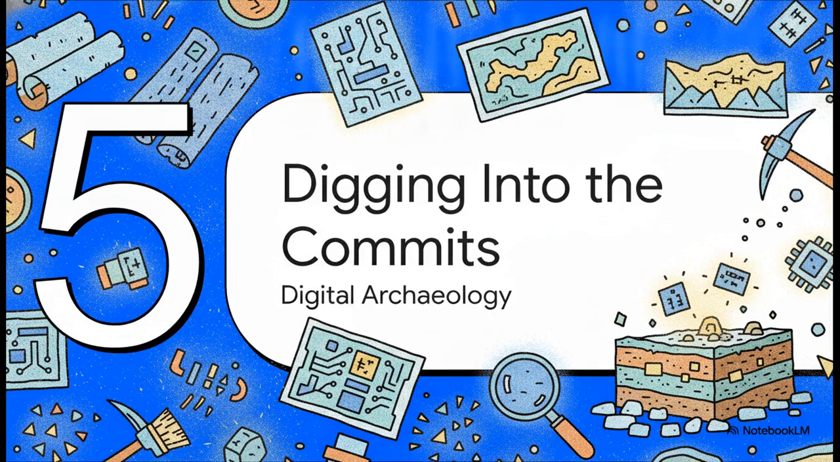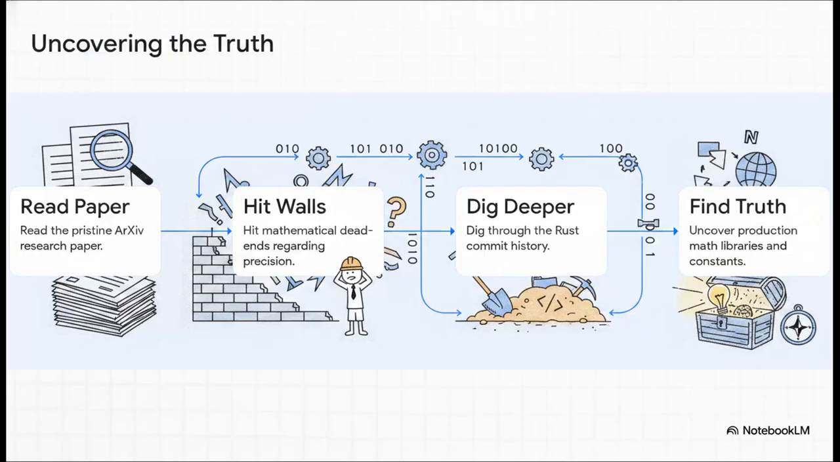Section 5. Digging into the commits. Since the white paper leaves us totally in the dark on these massive engineering realities, we basically have to become digital archaeologists. To find the actual truth of how this works, an auditor has to toss out the pristine academic PDF and literally dig through raw GitHub commit history. The sheer glamour of crypto research, right? You literally have to hunt through the Arbitrum Stylus Rust code just to see how they translated that theoretical 64-bit float into something the blockchain can actually digest.